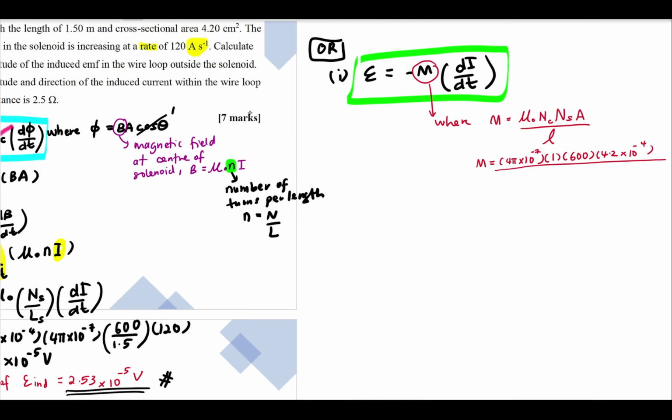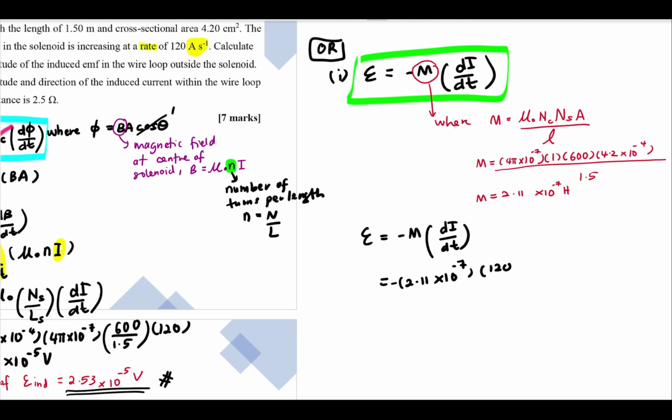Over the length should be 1.5 meter. Okay? Alright. So now, the mutual inductance, you kira saya akan dapat 2.11 times 10 power of negative 6 Henry. Okay. And then, the induced EMF is equal to negative M di over dt. So, the mutual inductance kita dah kira tadi. Okay, 2.11 exponent negative 7 di over dt.